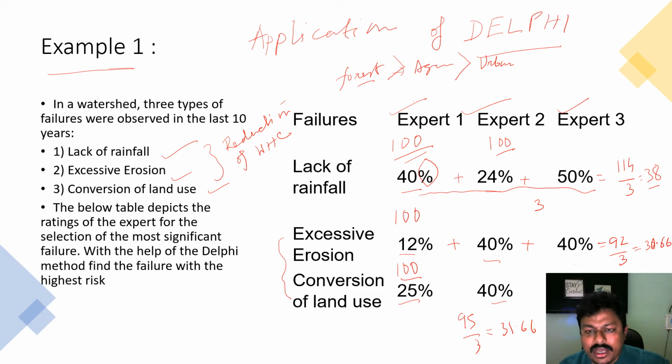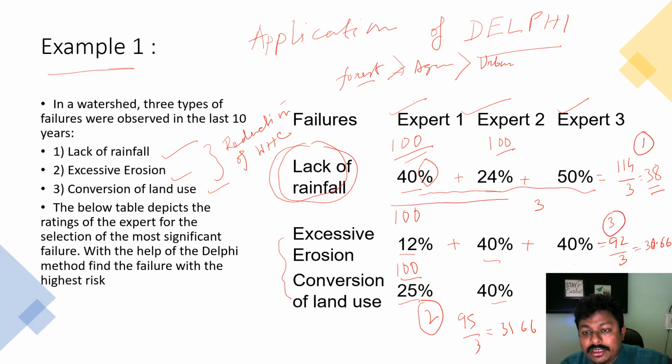So which one is highest? I think this one is highest compared to 30.66 and 31.66. 38 is highest. So this becomes your most significant failure as per the Delphi method. This is first, this is second, and this is third.